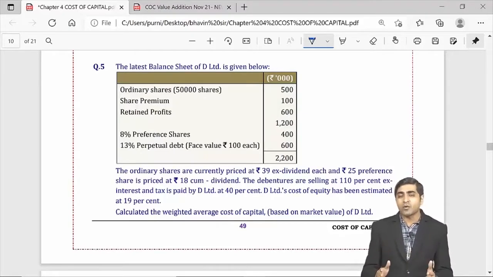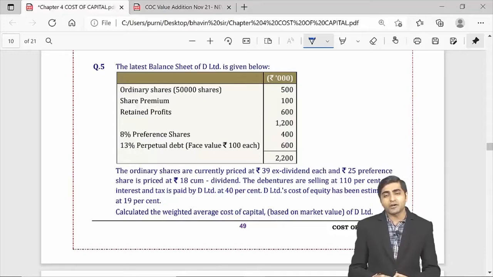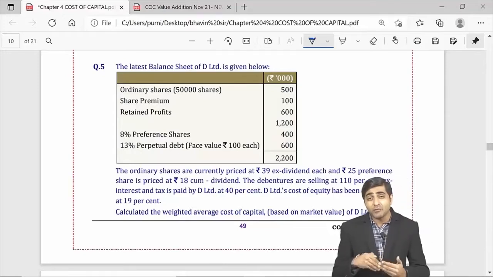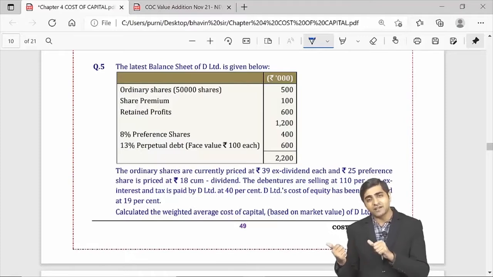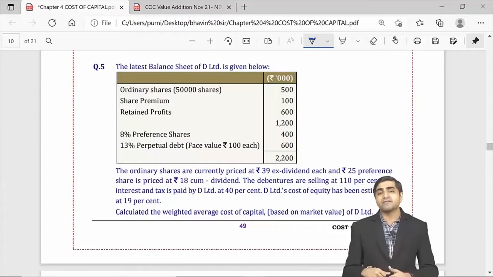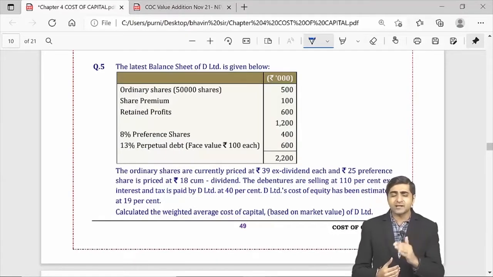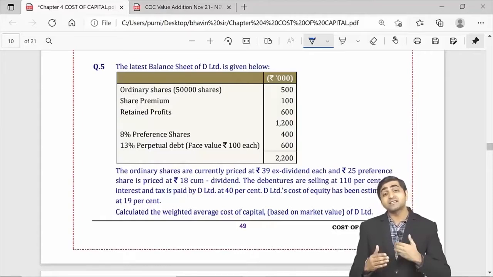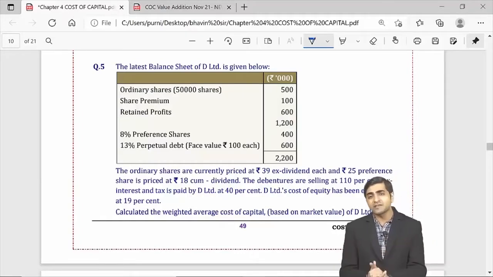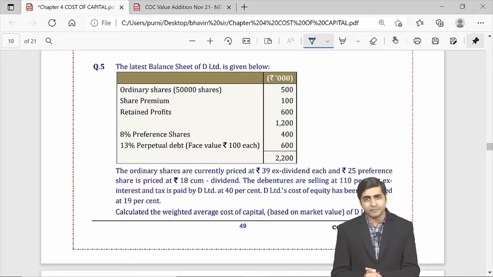So accordingly, we are required to prepare the table in which your amount column is extremely important, because it depends upon what type of weights you are using. If you are using book value weights, we'll take the amounts from the balance sheet, and if it is market value weights, those items will be multiplied by the respective market prices, on the basis of which your market value weights will be calculated.